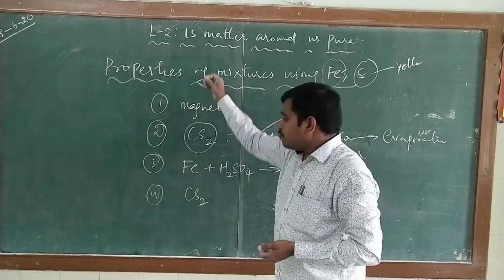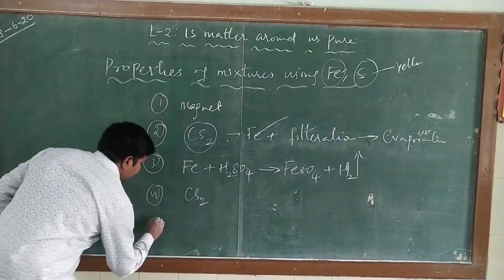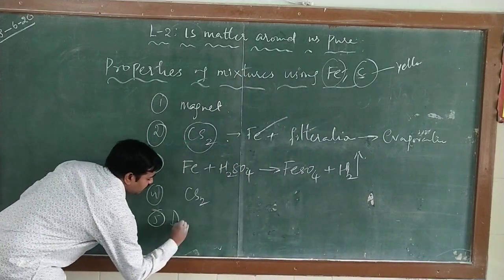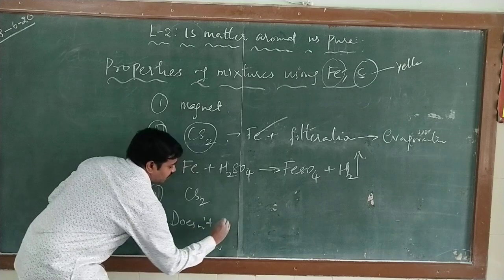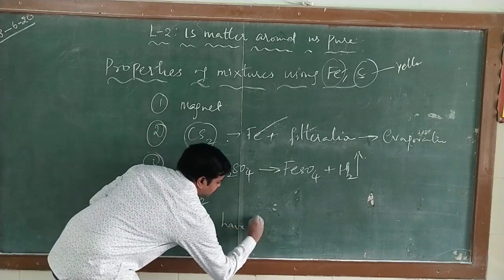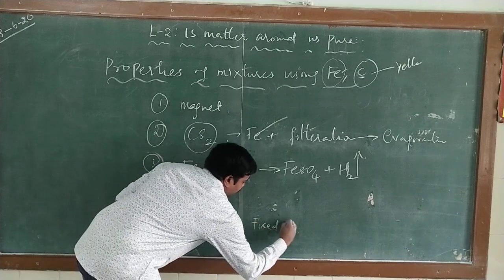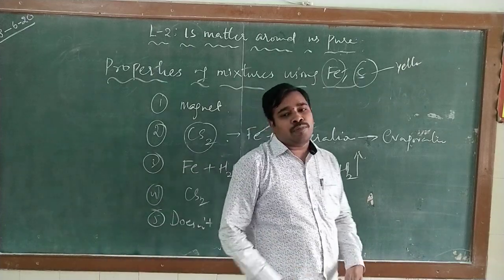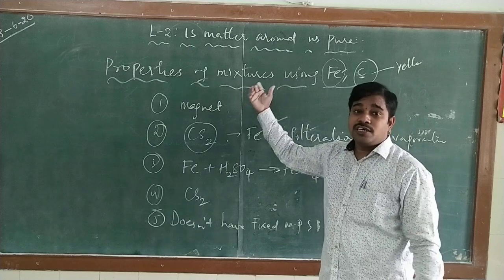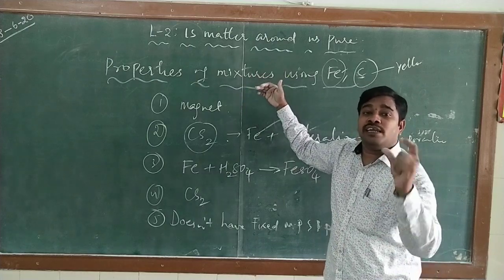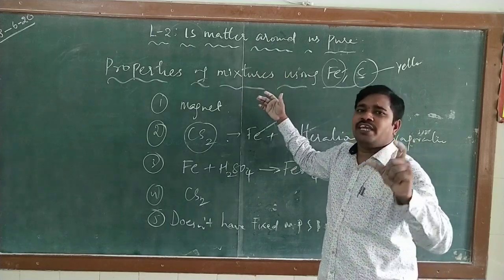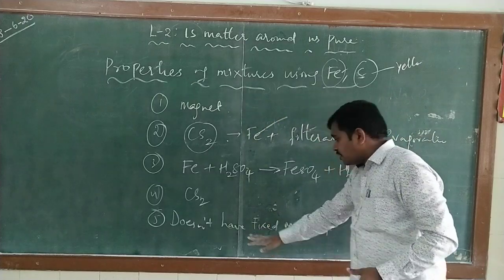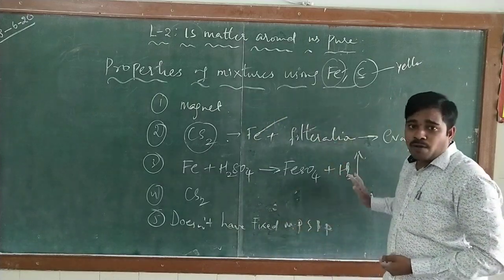In the same way, mixtures do not have a fixed melting point and boiling point. Why do they not have a fixed melting point and boiling point? Because, as we already discussed, mixtures are not taken in a fixed ratio. They are present in variable composition. That's why they do not have a fixed melting point and boiling point.